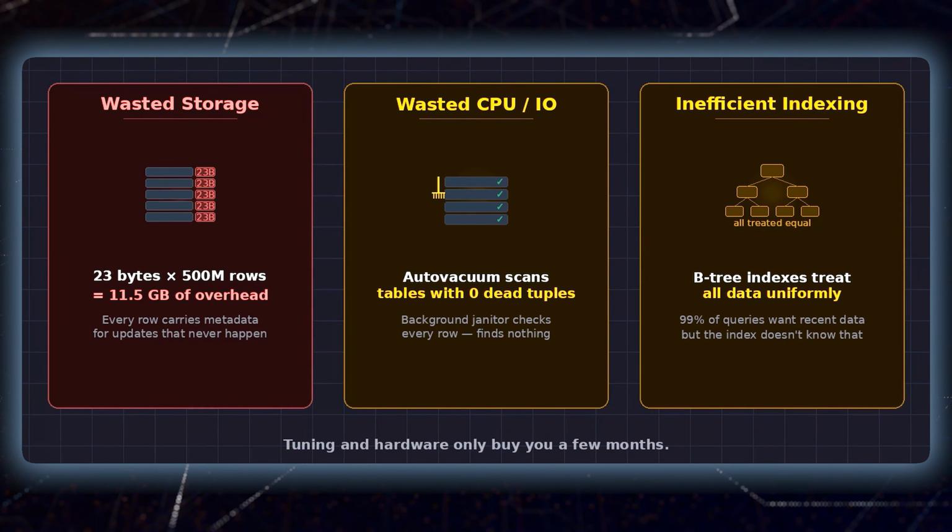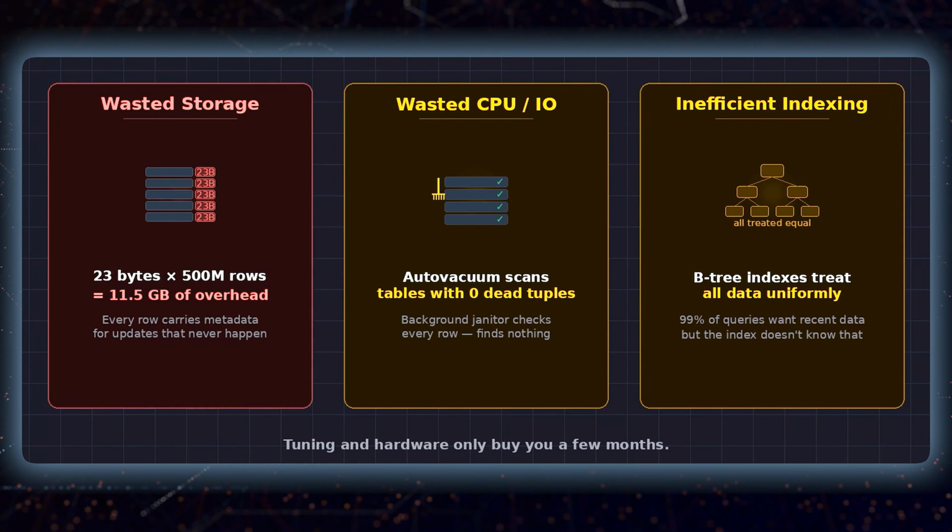Now, this is the architectural mismatch, and that's why tuning the configs, adding more hardware, creating the index is only giving you a few months of optimization, and then as soon as the table grows larger, everything falls apart. You're effectively optimizing around a design that fundamentally doesn't match your workload.